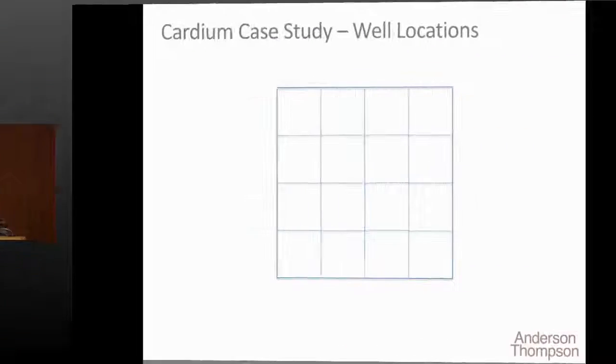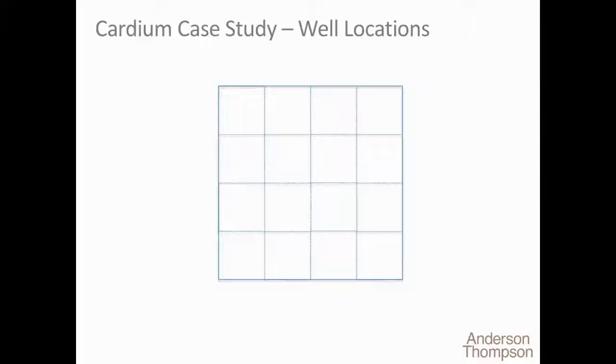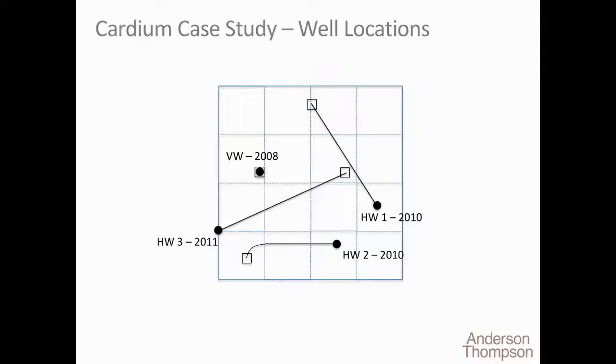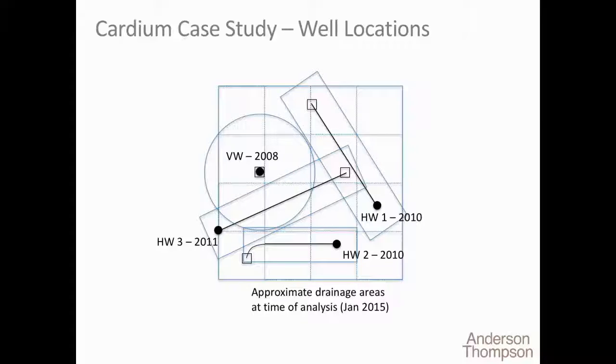So here's the case study. There's your vertical well. There's your first horizontal well. There's your second in 2010. And the operator drilled a well right smack dab in the middle. At the time of the analysis, for the data that we had, using a very rough, crude approximation of region or radius of investigation, we can see that there's an obvious drainage area overlap with these wells.